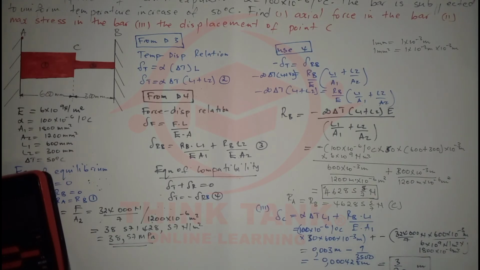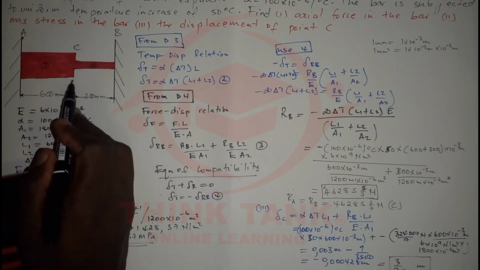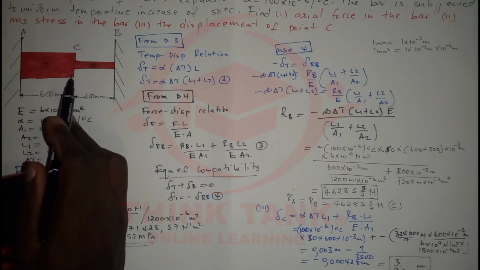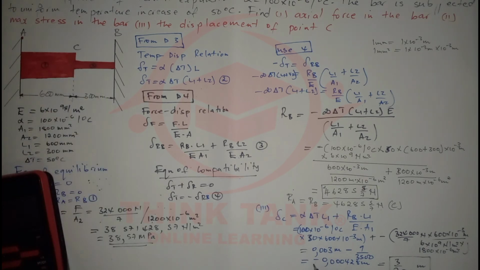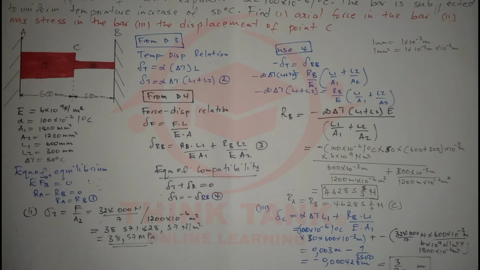So the negative is just showing us that it's going in the left direction. That's going to be the change in displacement of C. It's going to expand. This one is just for the direction. Okay, so the other thing that you have to do is just to cross-check my calculations with yours.